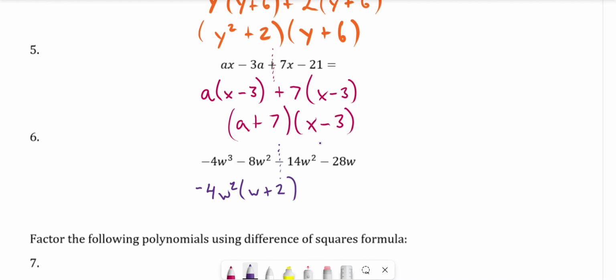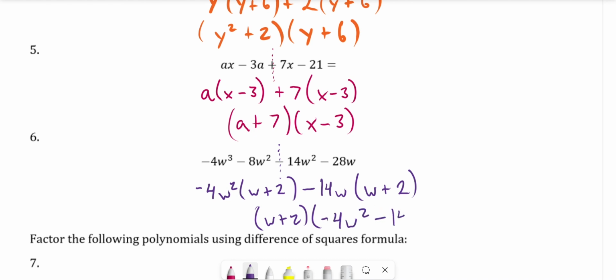And on this side, if I also take out a negative, we could take out a minus 14w from each one. That's going to leave me a w plus 2 here as well. So we could complete this by factoring out the w plus 2. We'll write it in the front or behind. And that's going to be minus 4w squared minus 14w.